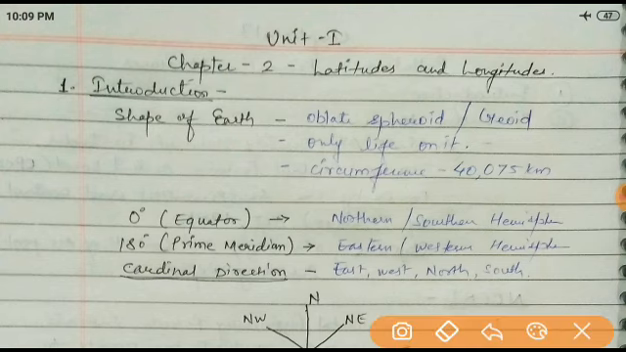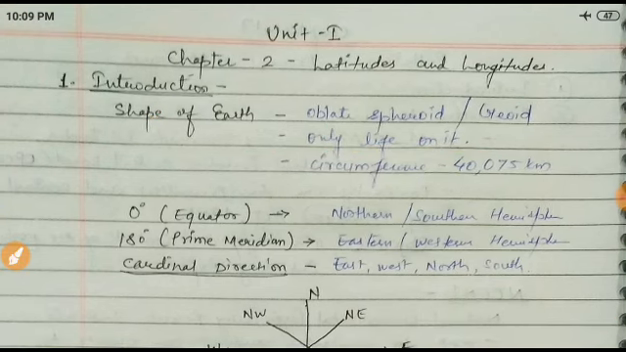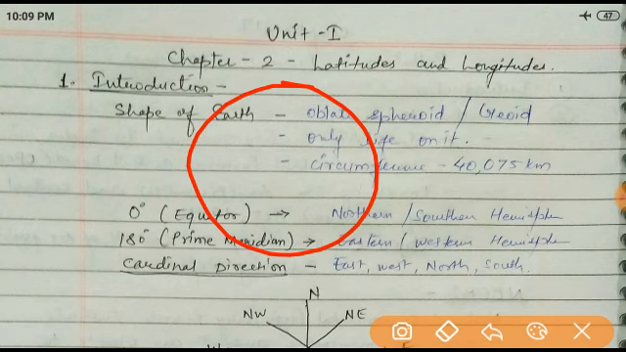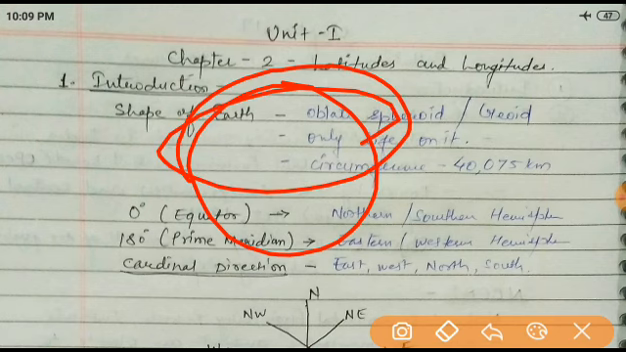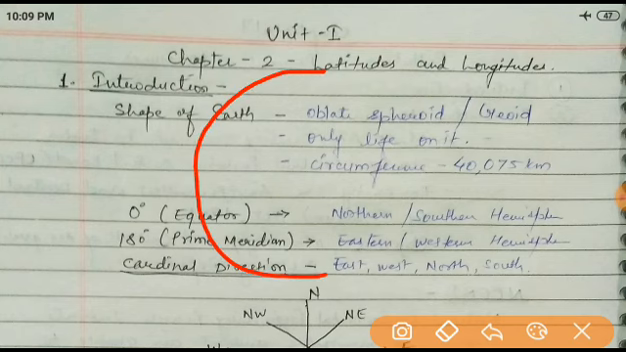And we know very well that life is possible only on earth as compared to other planets. The circumference of the earth is 40,075 kilometers, near about 40,000. This is the earth, and circumference you know very well. So how much is it? It is 40,075 kilometers.